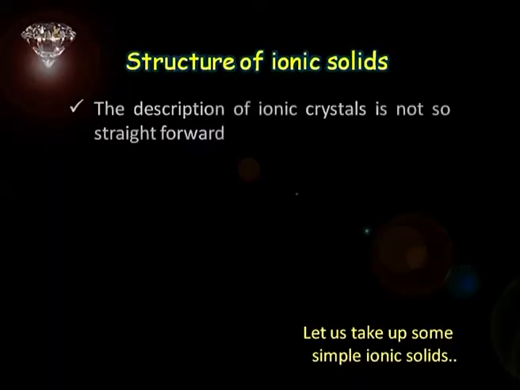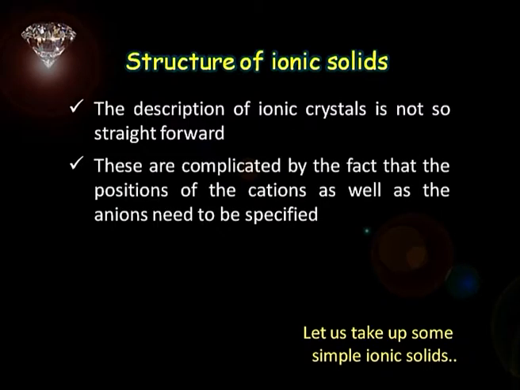Now, with this quick reference to different kinds of structures, we move on to the structure of ionic solids. That is what we want to really spend time on. In general, the description of ionic solids or ionic crystals is not very straightforward, because in the case of metals there is only one kind of entity packing together. But in ionic solids it is more complicated, because we have to ascribe the positions of all the cations as well as the anions. So, we need to specify two kinds of positions.